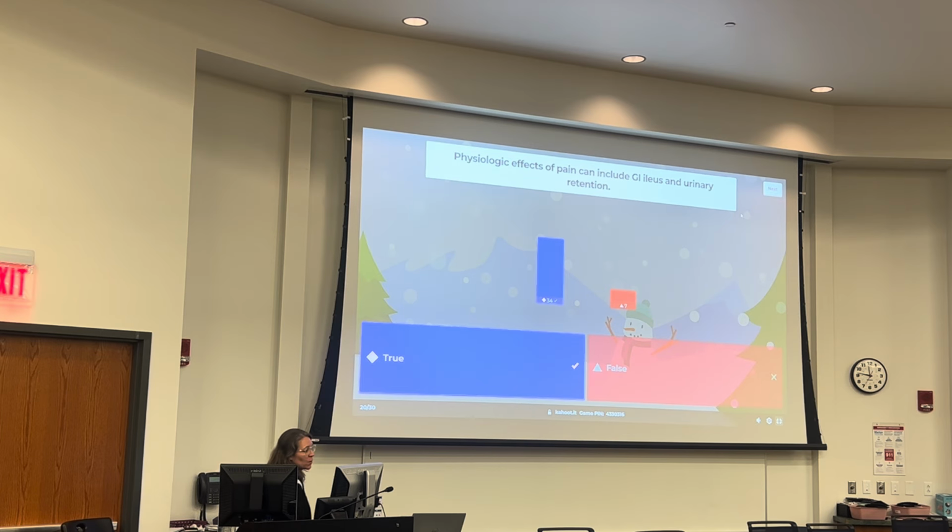Okay, this is kind of giving you a head start of getting into our GI and GU systems when we talk about elimination. So physiological effects of pain, what's going on in the body, can include a GI ileus, gastrointestinal ileus, and that just means a blockage, like constipation, things backing up and not moving. And then urinary retention is just what it sounds like. The bladder is full of urine, but it's not being eliminated. It's just sitting in there, you're retaining it. That can be a physiologic effect of our patient experiencing pain.